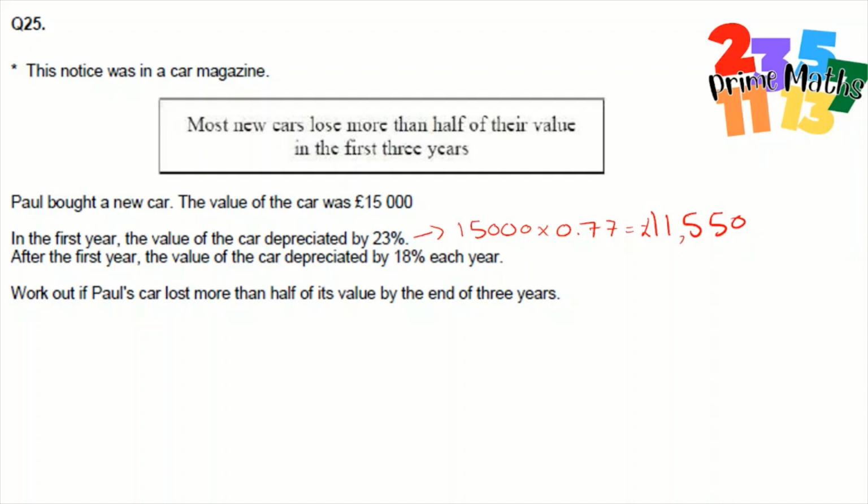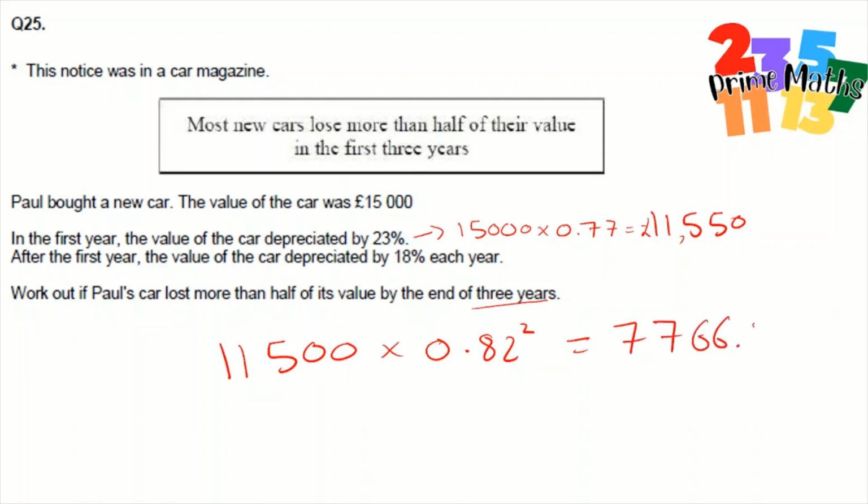After the first year, it went down by 18% each year. We want to know what this was at the end of 3 years. So that's 2 years depreciating by 18%, which is timesing by 0.82 for the next 2 years. So at the end of the 3 years, Paul's car was worth £7,766.22.